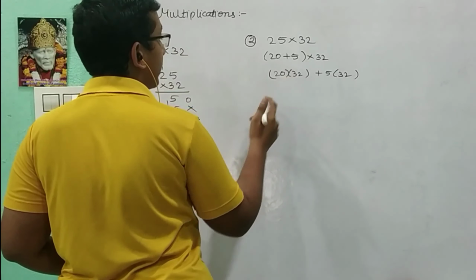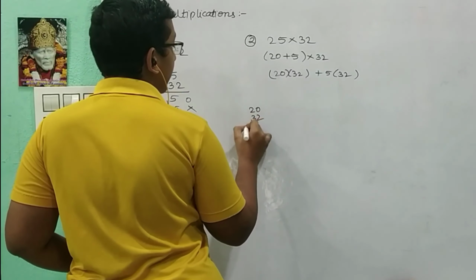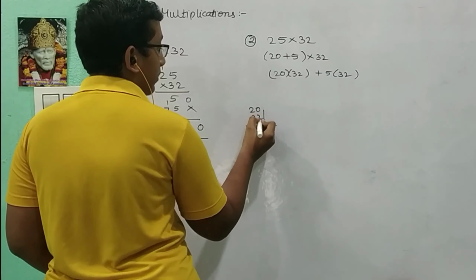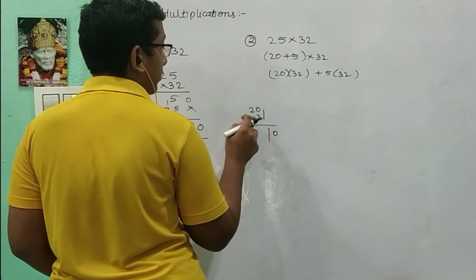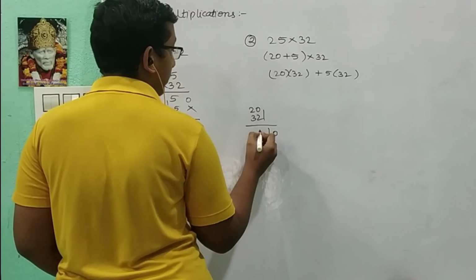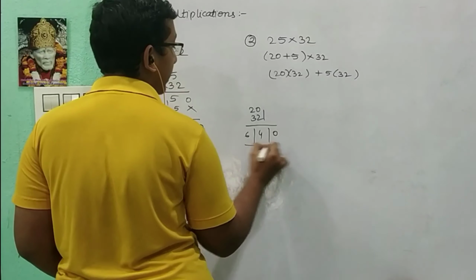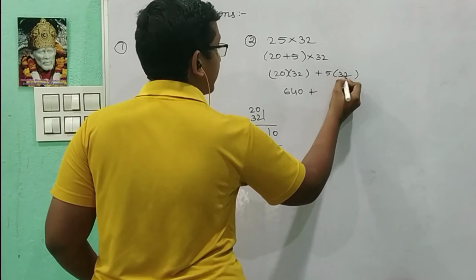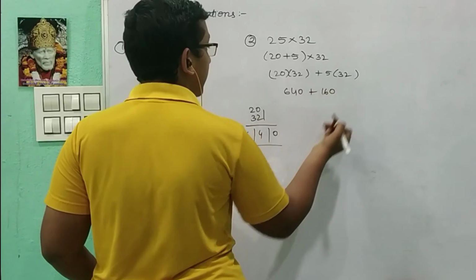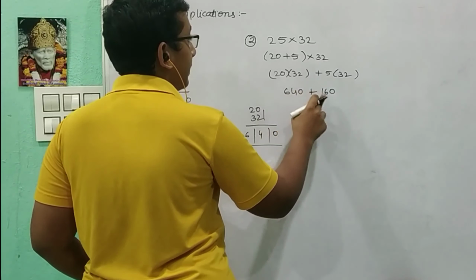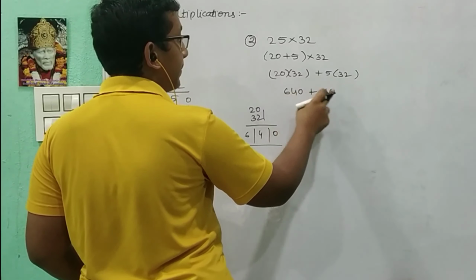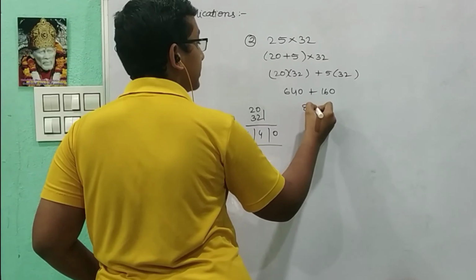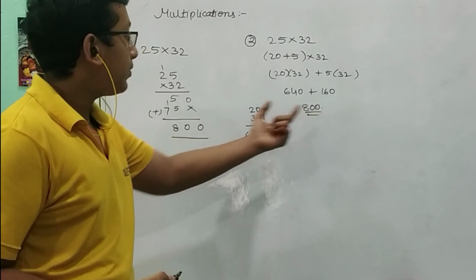Now 20 into 32. Here you can use one basic multiplication: 0 into 2 is 0, 2 2s are 4, 3 2s are 6, so 640 is our answer for this one. Next, 640 plus 5 into 32. 5 2s are 10, 0 carry 1, 5 3s are 15, 1 is 16, so 160. Now if you see, 600 plus 100 gives 700, and 40 plus 60 gives you 100. So 700 plus 100 gives you 800. So this is our answer. In this second method also you got 800.